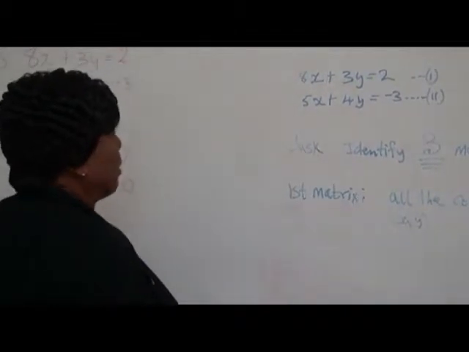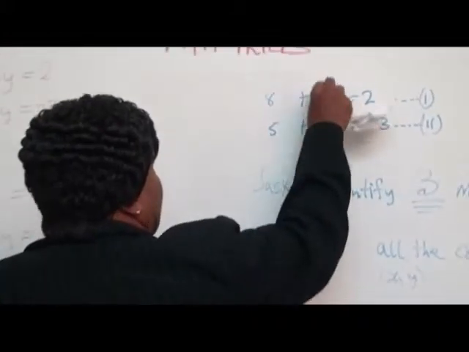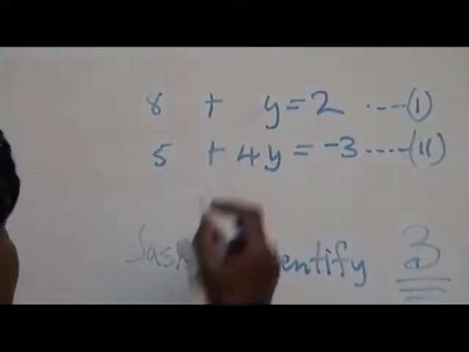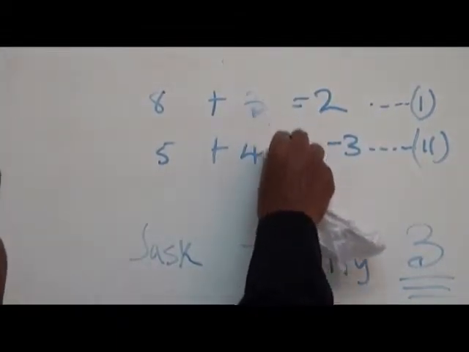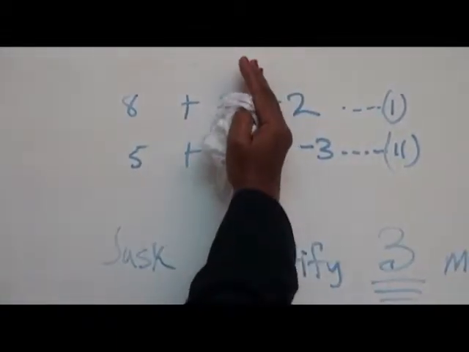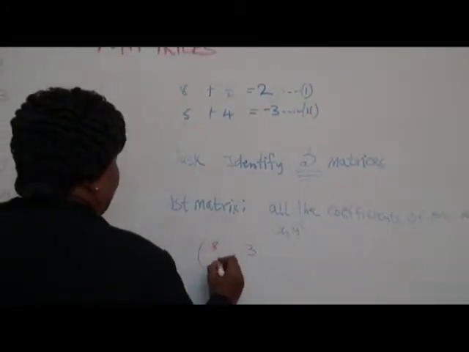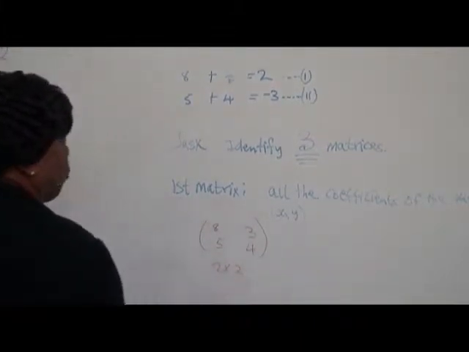In terms of child's play, the first matrix would be as if you erase the x's, erase the y's, and forget this side of our equal sign. And so that would be our first matrix, a 2 by 2 matrix, which is made up of the numbers 8, 3, 5, and 4.